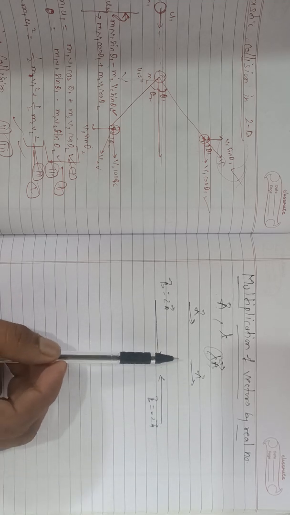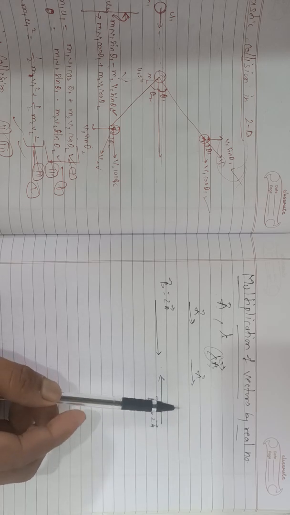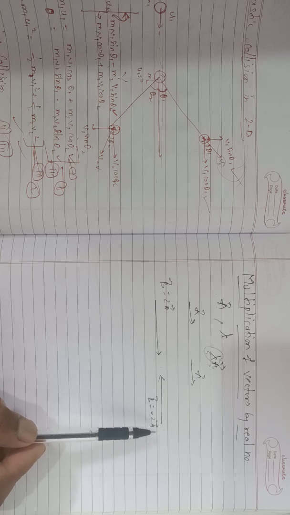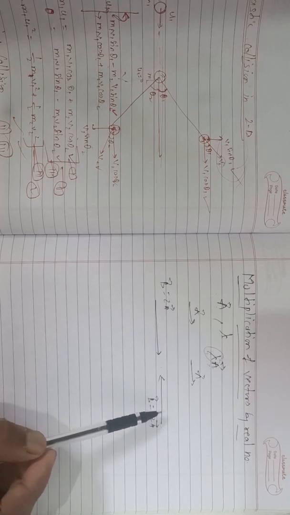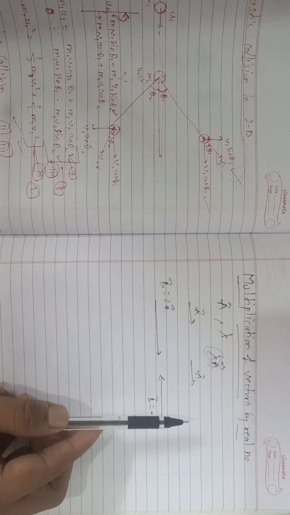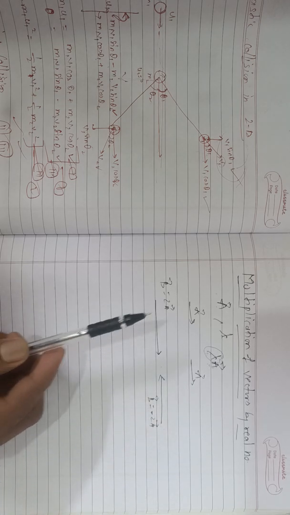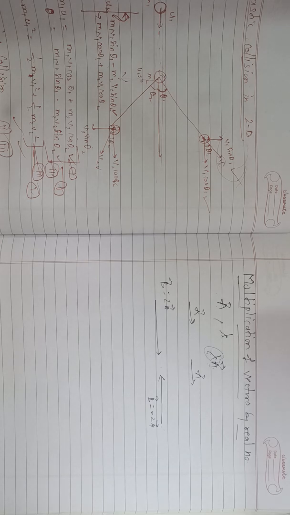But if vector a is multiplied by minus 2, then we can see the magnitude is being doubled, but the direction is being opposite. Why is the direction being opposite? Because the value is minus 2, and we discussed just now, if it is multiplied by a negative real number, then the direction will become opposite to that of the original vector.